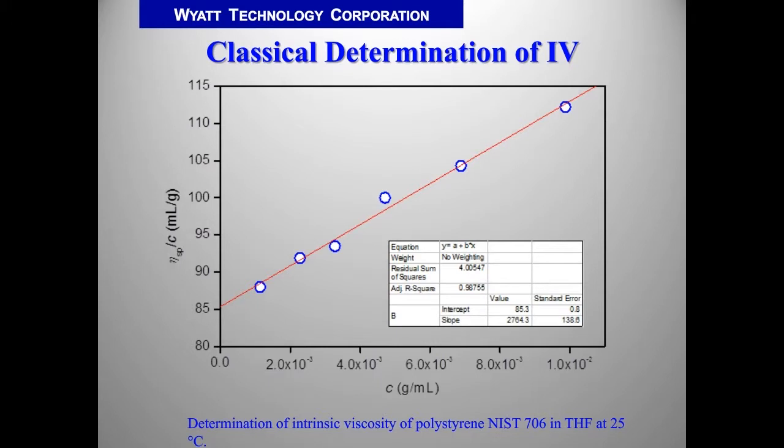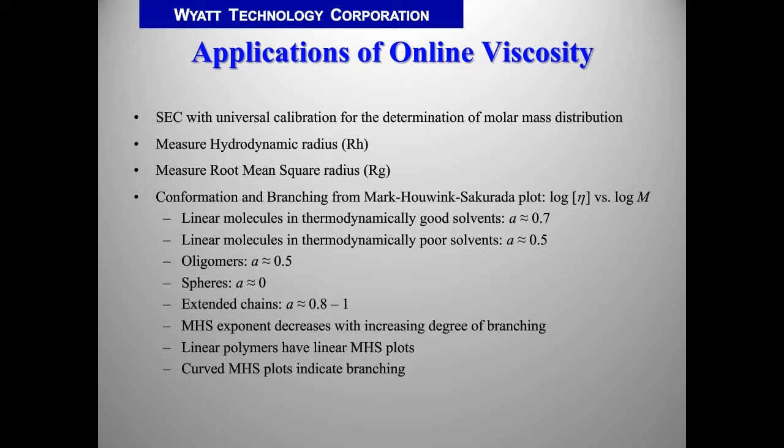An example of the determination of the intrinsic viscosity by capillary viscometer is on this slide. The slide shows the relation between specific viscosity divided by concentration against concentration. And the data are extrapolated to zero concentration, and the intrinsic viscosity is obtained from the intercept as indicated by the arrow.